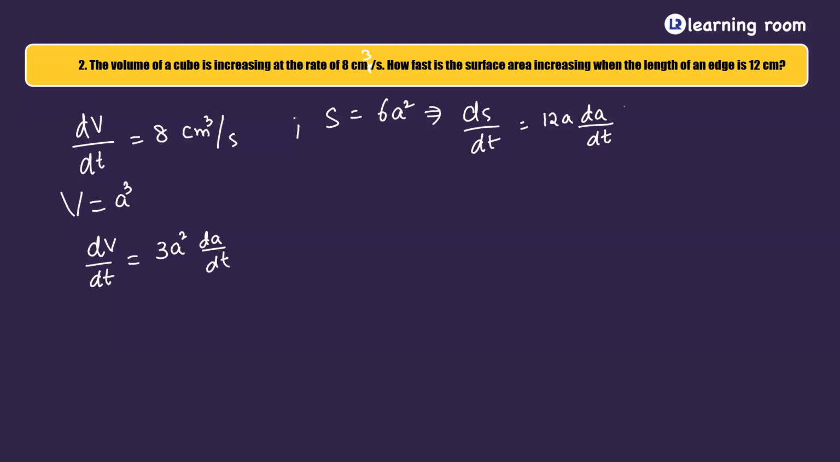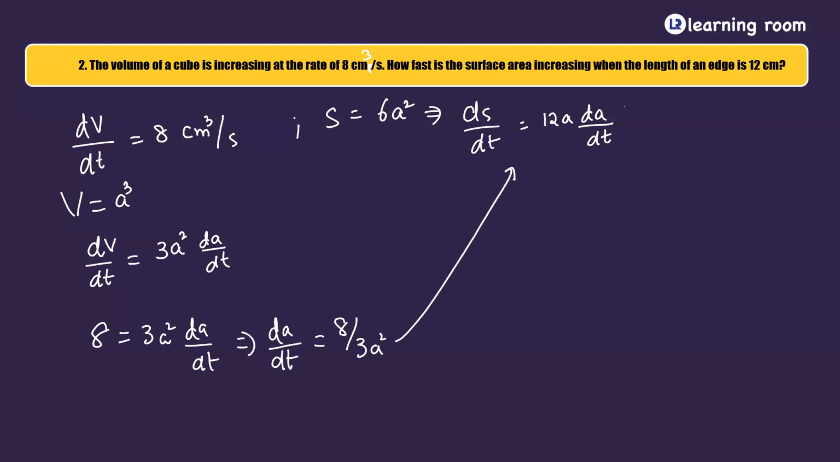So what is dV by dt? This 8, so 8 is equal to 3a square into dA by dt, which implies dA by dt will be equal to 8 divided by 3a square. Take this value and substitute it here. Then you will get dS divided by dt will be equal to 12a into 8 divided by 3a square.